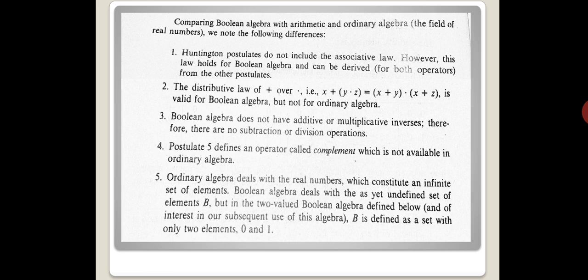The second one is the distributive law of plus over dot. This is the same instruction which you have seen in the previous slide. X plus y dot z equal to x plus y dot x plus z is valid for Boolean algebra, but it is not valid for ordinary algebra. You have to remember this. So there is a difference between ordinary algebra and Boolean algebra: the distributive law of plus over dot does not hold for ordinary algebra.